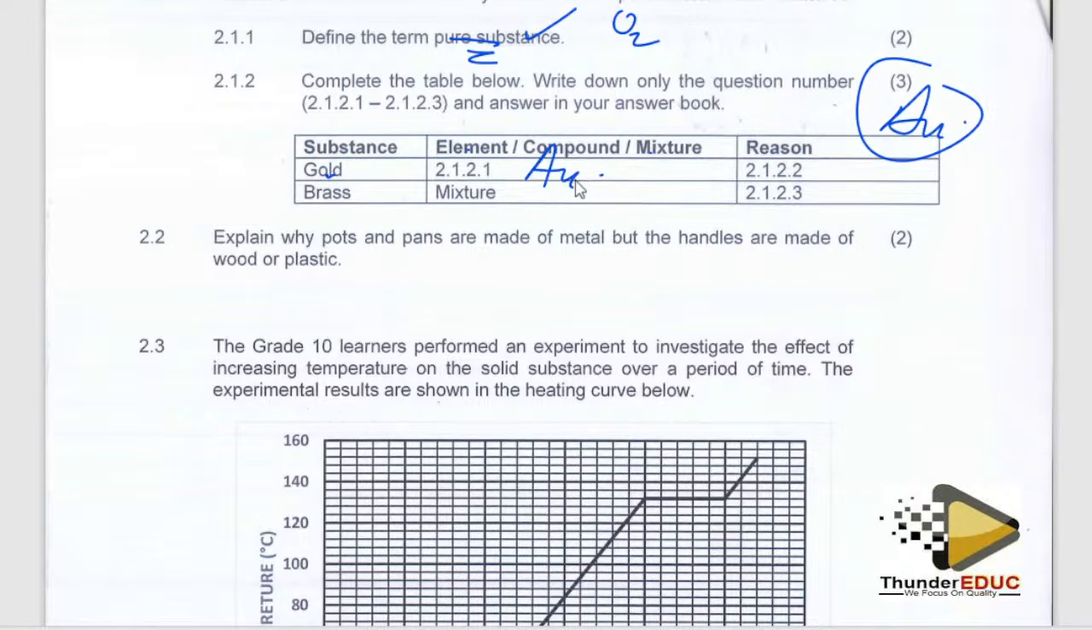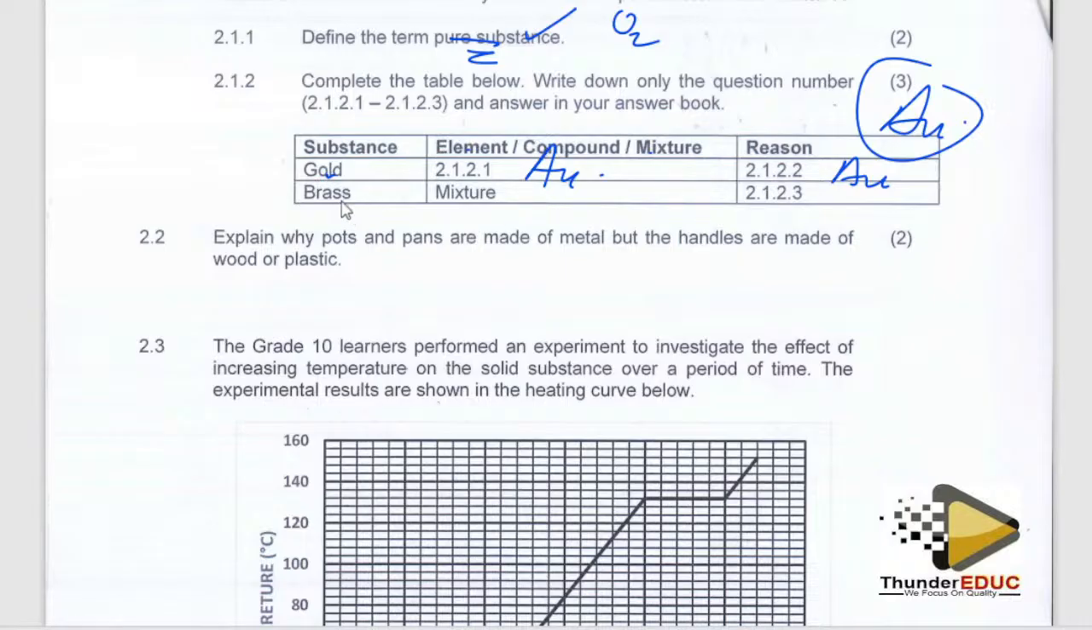It's not made up of other things to make a compound. No. Resin is made up of the same. So it's a pure substance. Actually, gold is an example of a pure substance. So it is made up of the same atoms. That is gold. It's not a mixture.